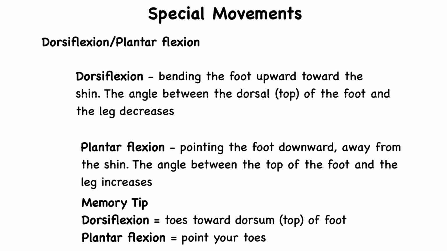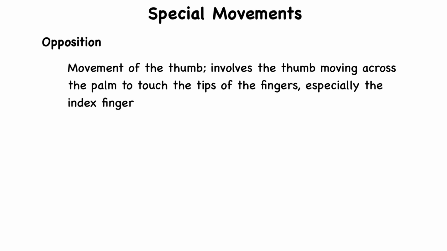And then the final movement we'll talk about is opposition. Opposition is a special movement of the thumb that sets humans and some primates apart from most other animals. It involves the thumb moving across the palm to touch the tips of the fingers, especially the index finger. Movement that brings the thumb towards the fingers. In this movement, you're grasping or pinching objects. So you're grasping a pencil, buttoning a shirt, holding a coin, or picking up a small object. These are all examples of opposition. The fact that we can take that thumb and touch the tips of our other fingers to do things.